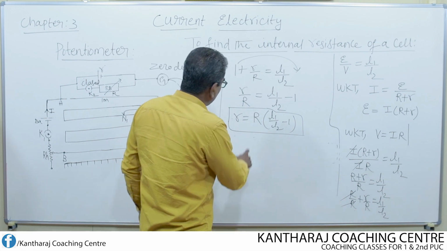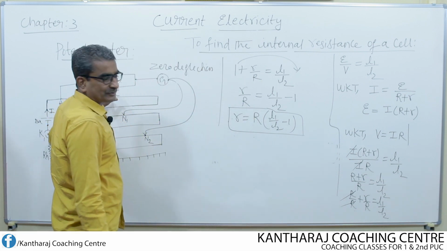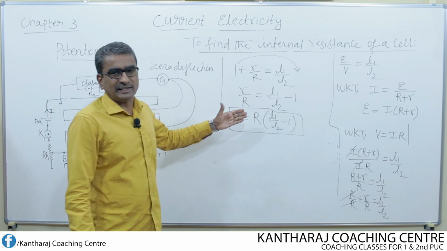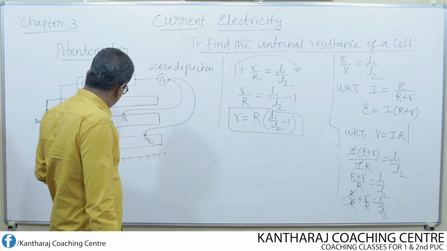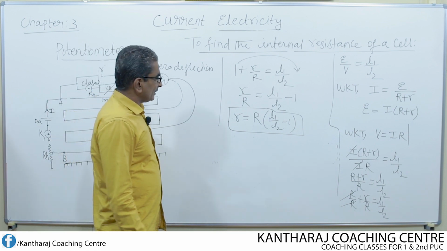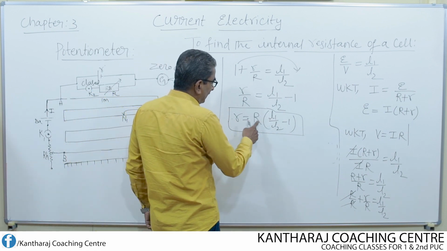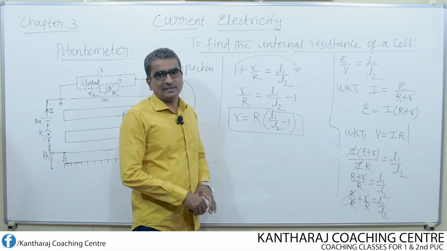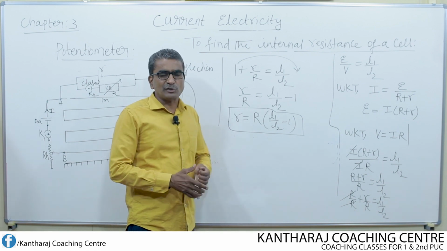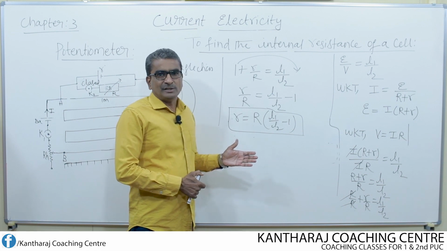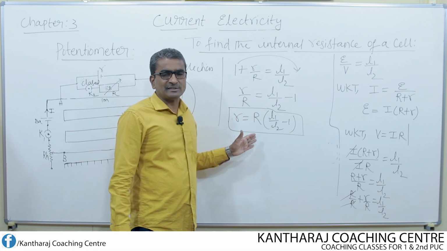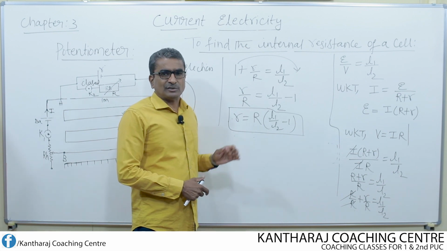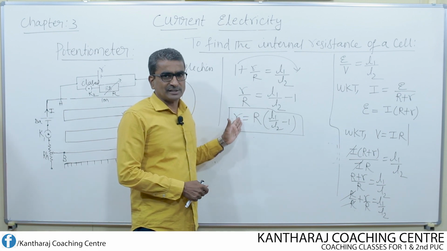We will know the value of R from the resistance box. Then we measure L1 and L2, the balancing lengths, by making use of a scale. By substituting for L1, L2 and R, we can calculate the internal resistance of the given cell. So this is how the potentiometer can be used to determine the internal resistance, and also to compare the EMF of two cells. So that completes this third chapter.